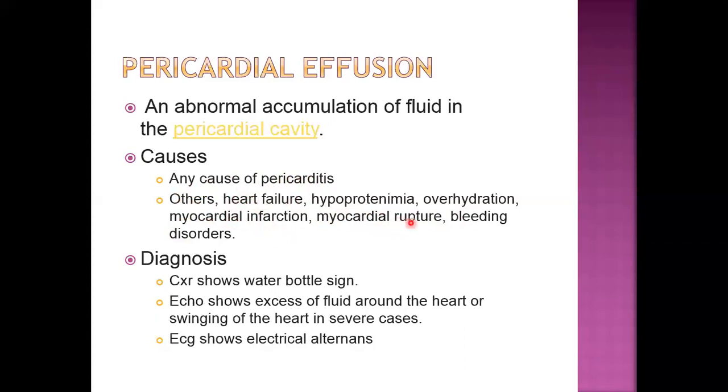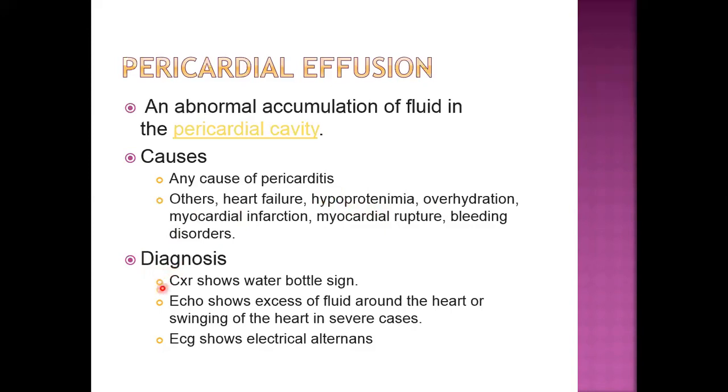In heart failure and in overhydration, the hydrostatic pressure within the capillaries is increased, which leads to the leaking of the fluid outside of the capillaries. And if there is a potential space like the pericardial cavity present, then it will collect there, right? And in case of hypoproteinemia, the oncotic pressure within the capillary is decreased, and it will lead to the leaking of the fluid outside of the capillaries.